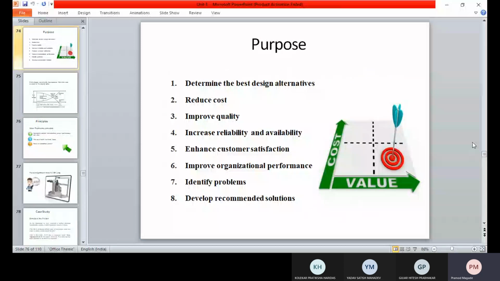Now after that, the purpose. Why define the value? Can anybody tell me? Simple words. Why define the value?